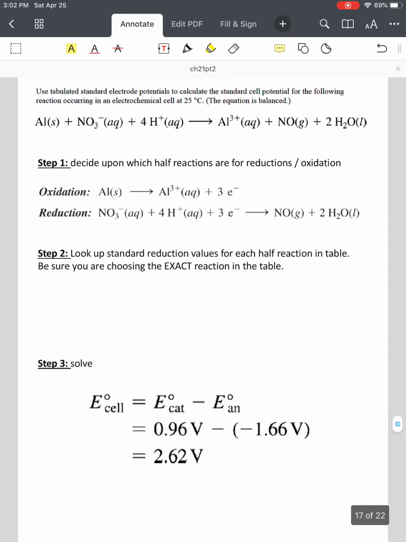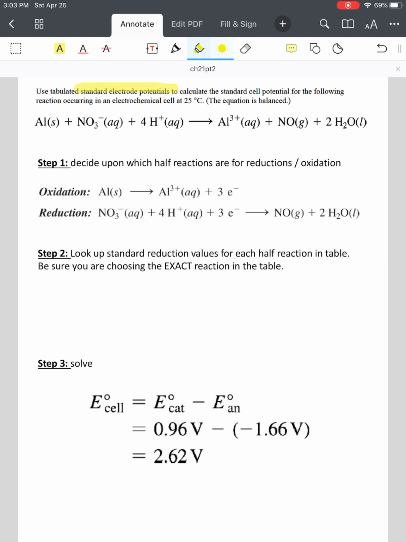So let's try a sample problem, because computing standard cell voltages is an important learning objective for this chapter, and I'm 100% sure you're going to see this in a homework. You're probably going to see it on the exam. You're going to need to know how to do this. What we are to do in this sample problem is use the tabulated standard electrode potentials to calculate the standard cell potential for the following reaction occurring in an electrochemical cell at 25 degrees. That's the standard temperature. The equation is already balanced for us, we're told, okay? Now again, when you're doing these problems, key in on the words standard electrode potentials.